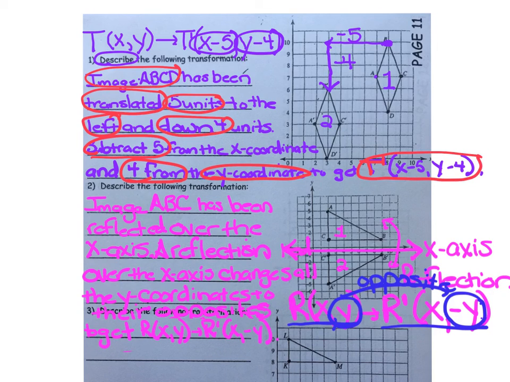Okay, let's compare our answers. You should have gotten something like this. Image ABC has been reflected over the x-axis. A reflection over the x-axis changes the y-coordinates to their opposites. The reflection of x, y gives us r prime, where x stays the same and y changes to its opposite. Complete problem number 3 on your own. This completes page 11 in your reflection packet.